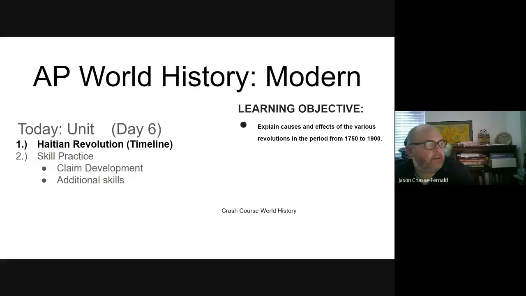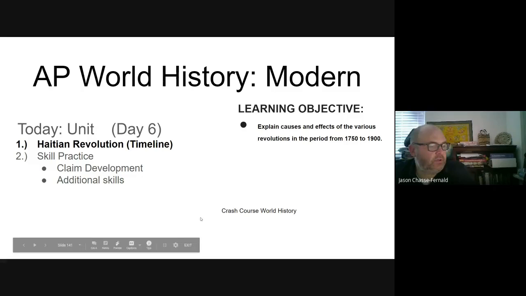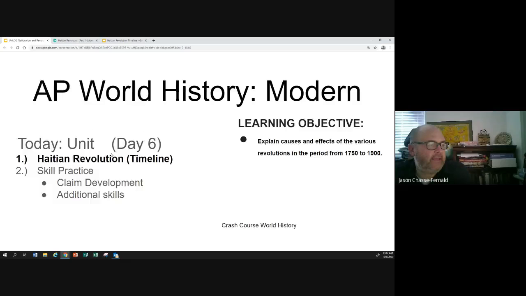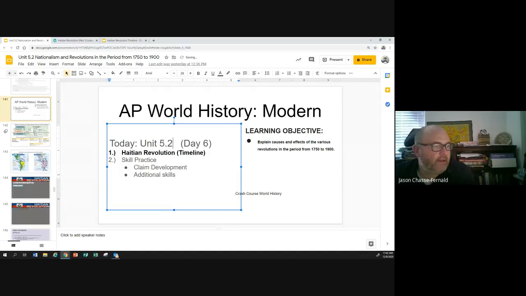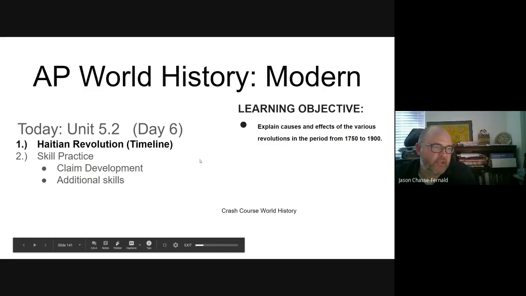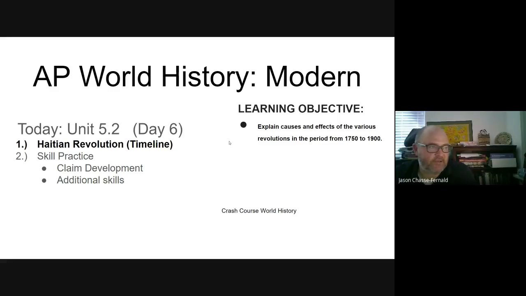Today we are on Unit 5.2, Day 6. I don't know why I did not have that in, but we are on Unit 5.2, Day 6, which is going to be our first of 2 days on the Haitian Revolution. All right, so Haitian Revolution. We're always looking for causes and effects of the various revolutions in the period from 1750 to 1900, right? So always trying to make sure we're applying our skill whenever we're looking at these events.